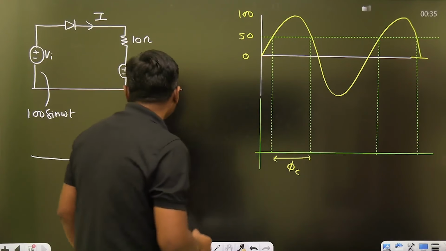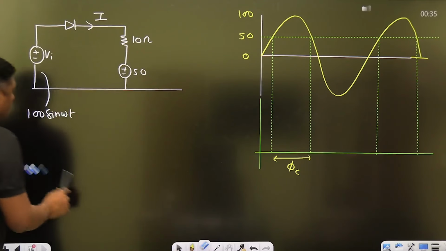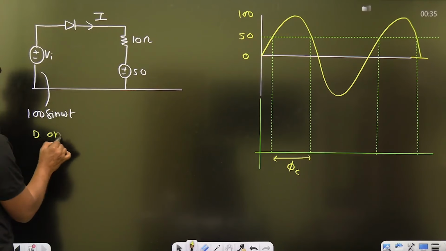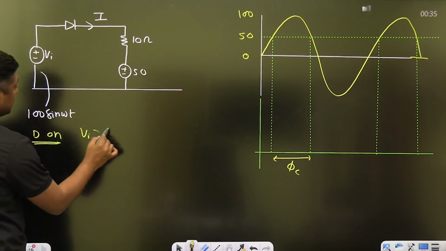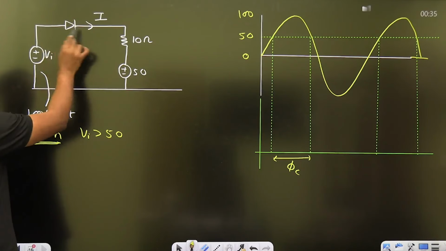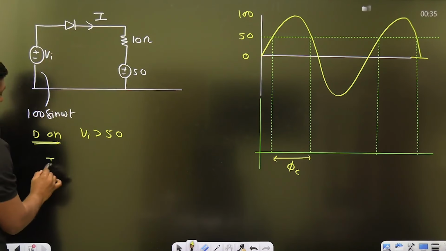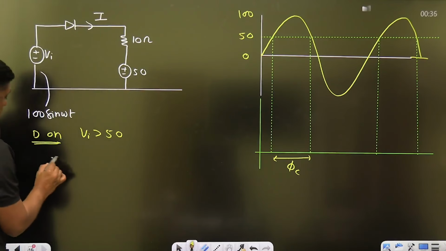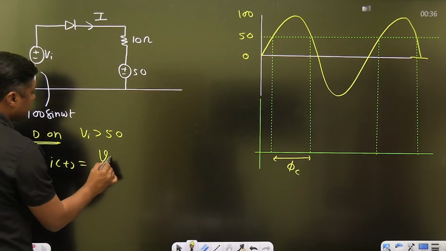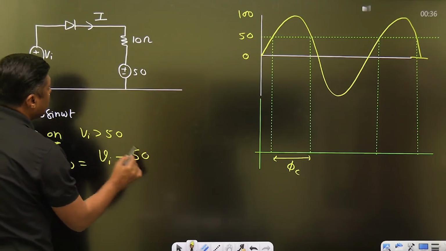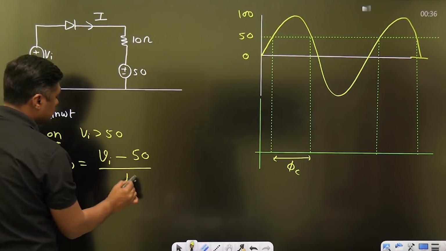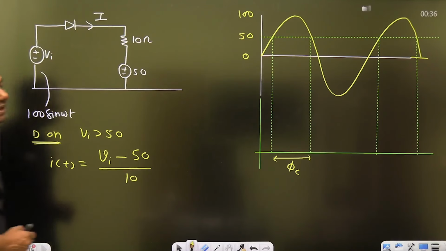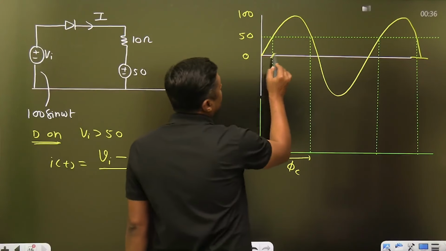Now, what will be the current then? When the diode is on, that is when Vi is greater than 50, it is an ideal diode, so it will act as a short circuit. The current is given by Vi minus 50 upon R. That is the value of the current, and it will exist from this point to this point only.